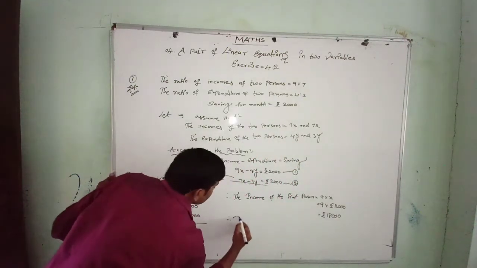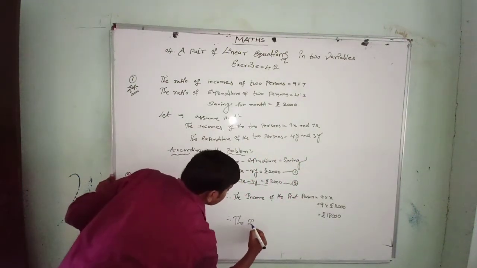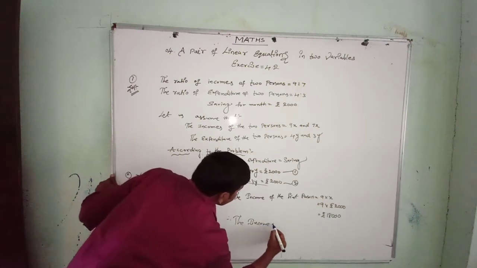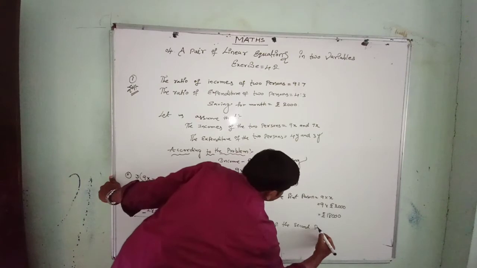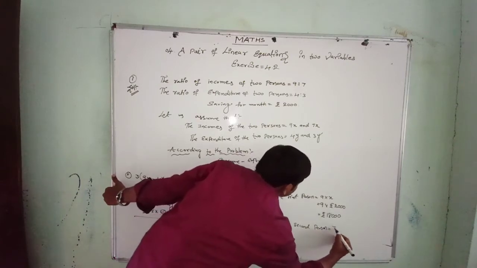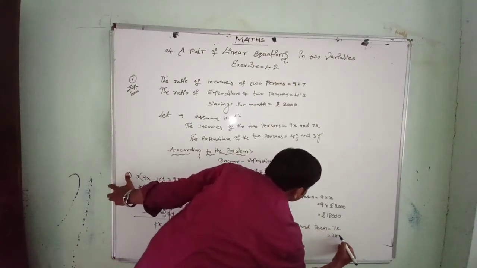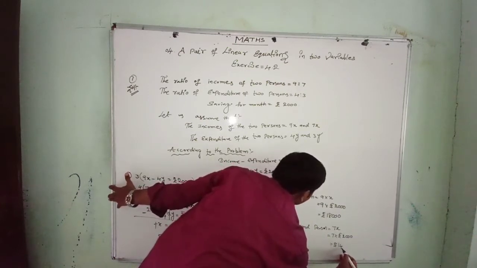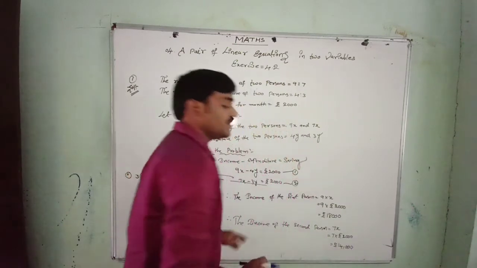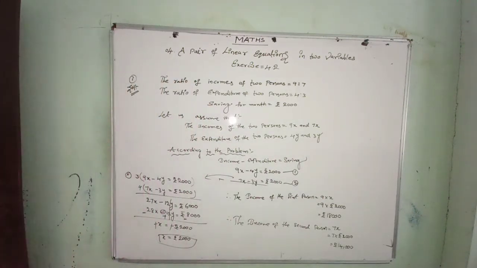Therefore, the income of the second person equals 7x. That is 7 into rupees 2000, that is rupees 40,000. It did not ask about expenditures, so we don't go for finding expenditures. We only need the incomes.